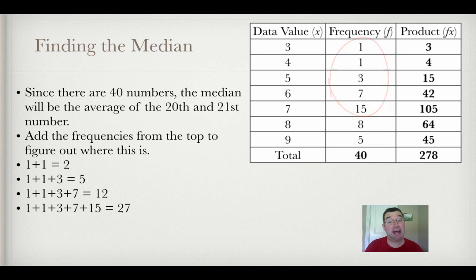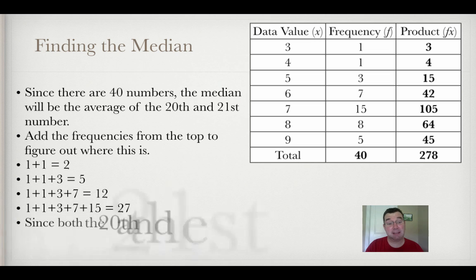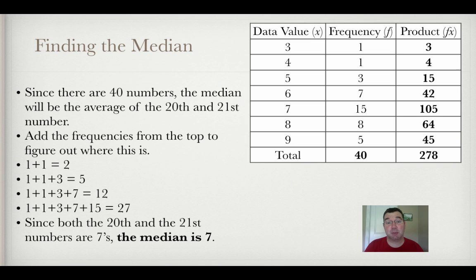So now I've gone past the 20th and the 21st number. So the 20th and the 21st number must be included in those 7s that I added to the list. So the 20th number must be a 7, and the 21st number must be a 7, because that's what I just added to the list. So the median must be 7.